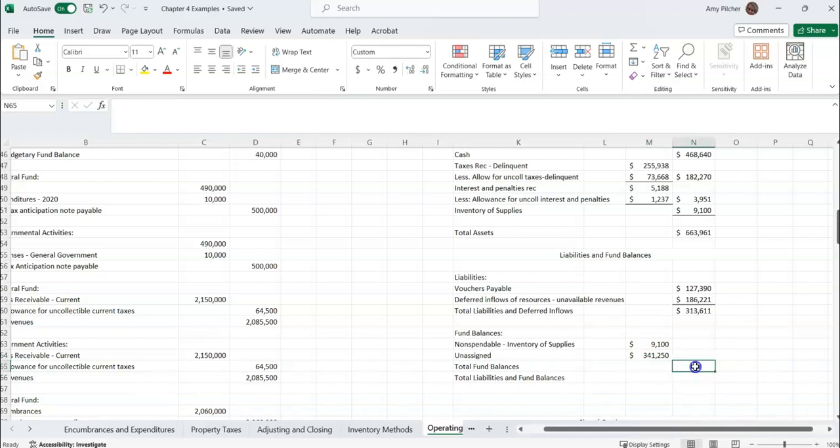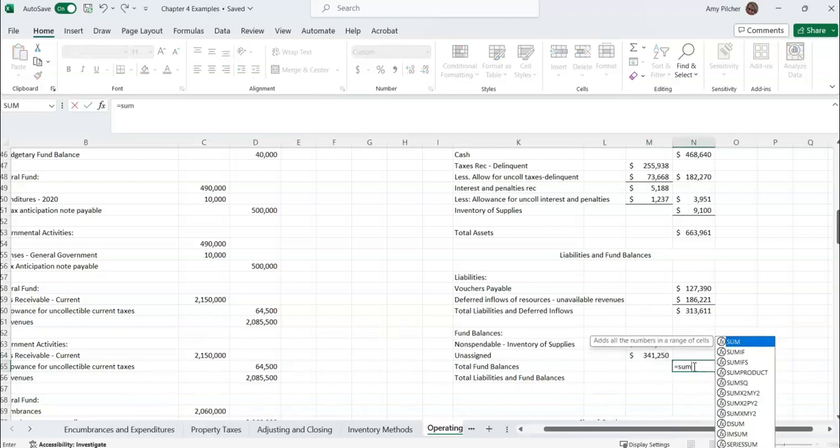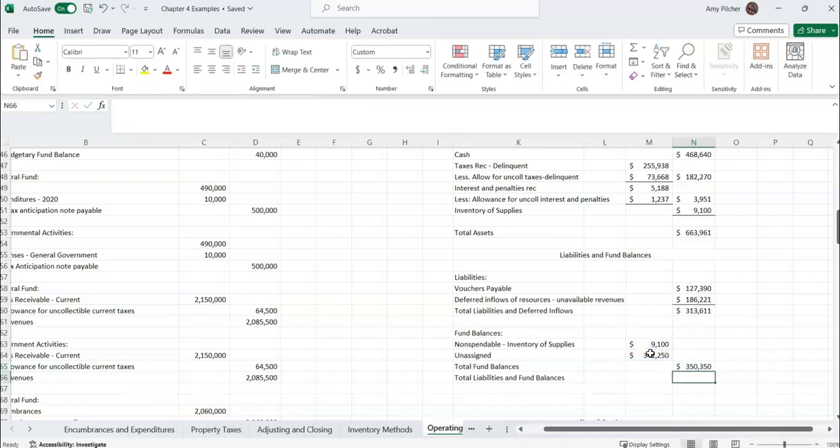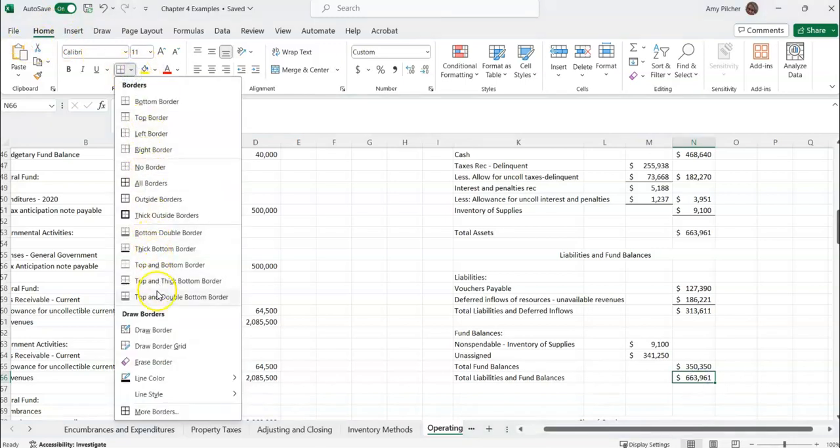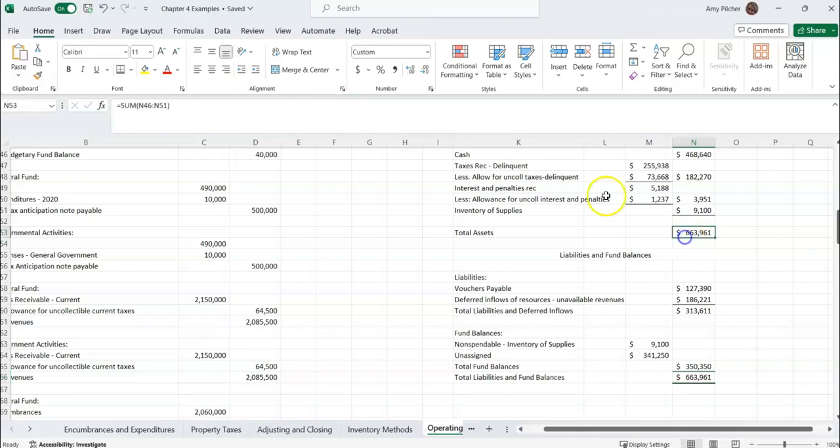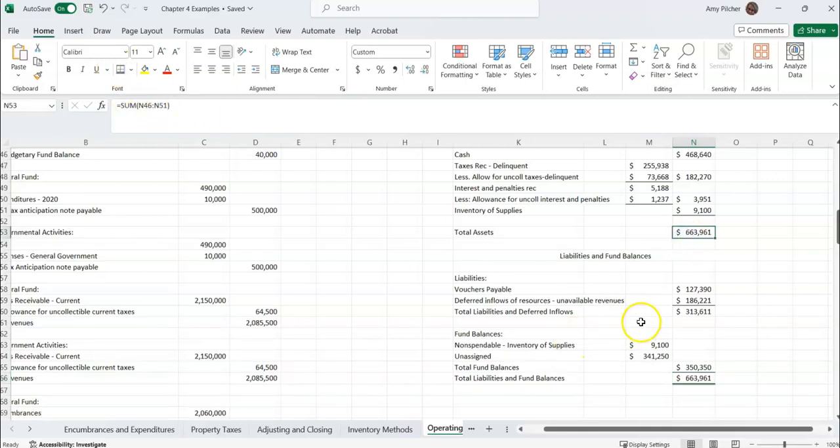Get our total fund balances. And then our total liabilities, and of course we should match. We want to do formatting, okay.